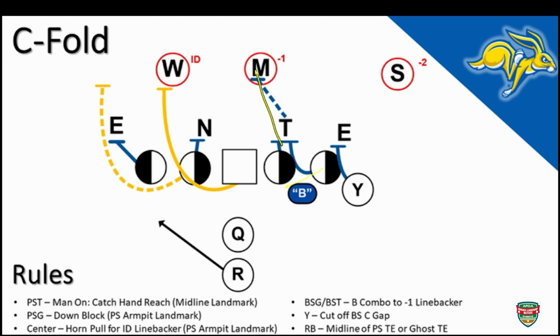With our leverage being as it is here, we'd probably tell him to get a lot of depth and width and really chase that hip of the guard in an effort to overtake the 3 technique. And then on the backside, the tight end is just cutting off that backside C gap.